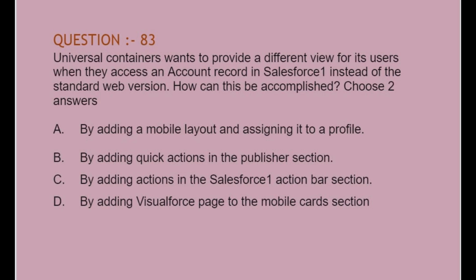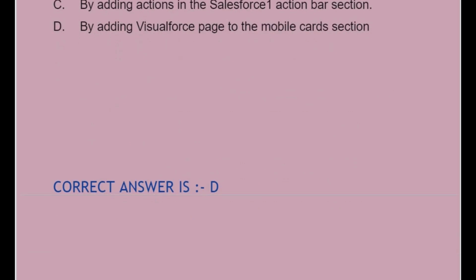Choose two options. Option A by adding a mobile layout and assigning it to a profile. Option B by adding quick actions in the publisher section. Option C by adding actions in the Salesforce 1 action bar section. Option D by adding Visualforce page to the mobile cards section. Correct answer is option D.